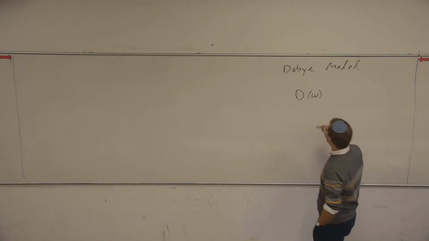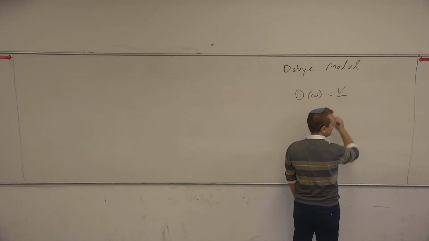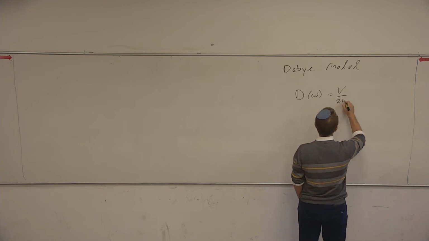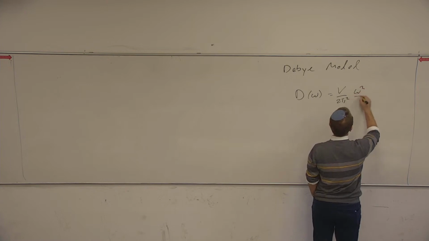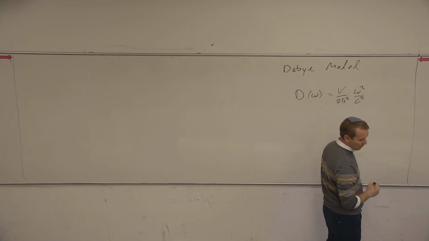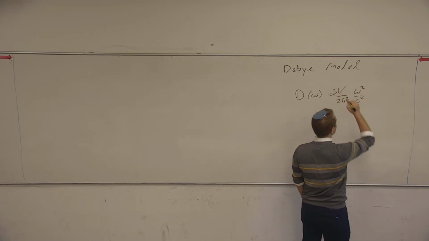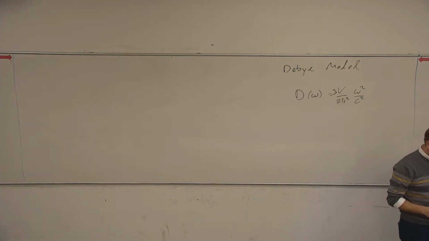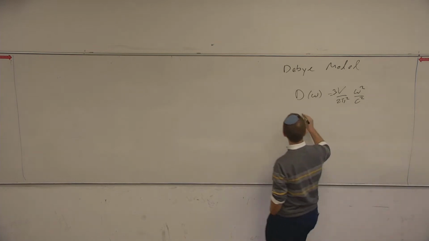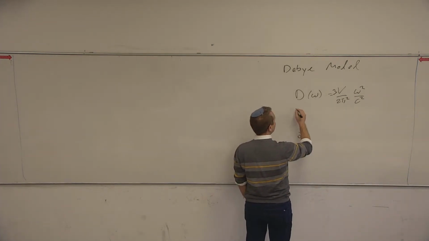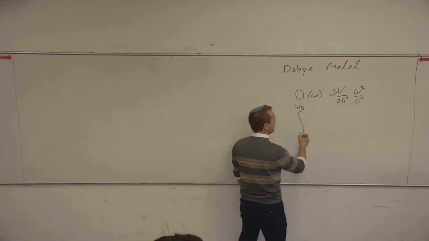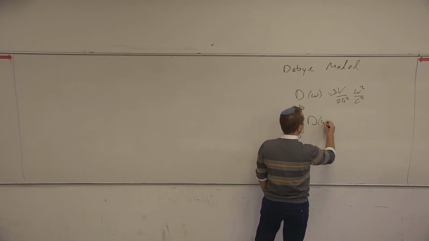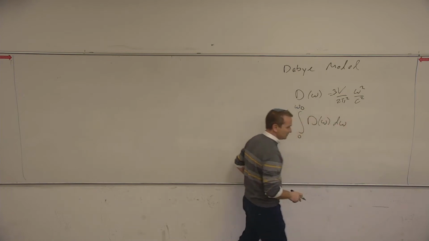was the volume divided by 2 pi squared, multiplied by omega squared divided by c to the second power, and we have a 3 over here, right? So this is the D of omega. Now, the next thing that we did, we said that the integral of omega from 0 up to some omega Debye of D of omega, right?